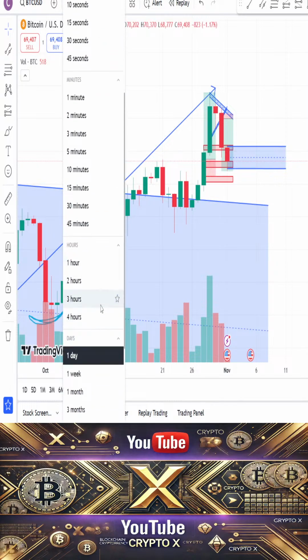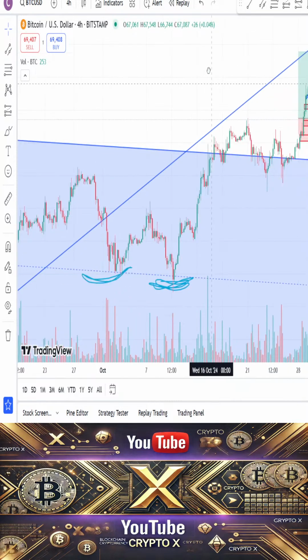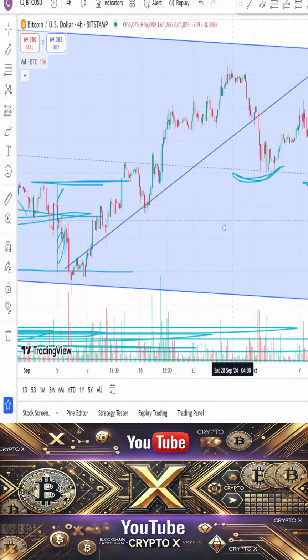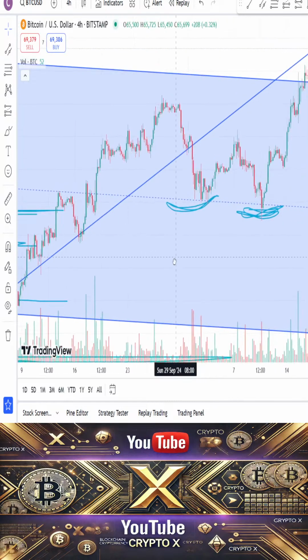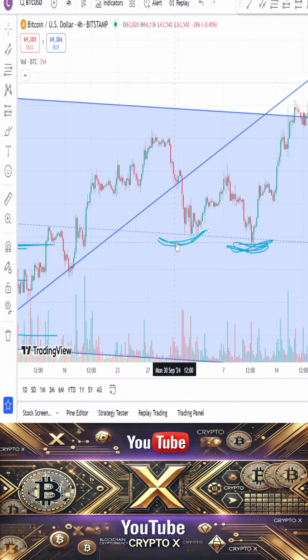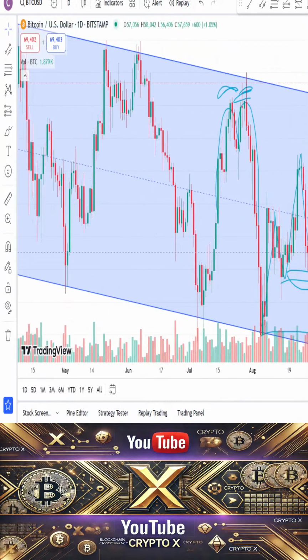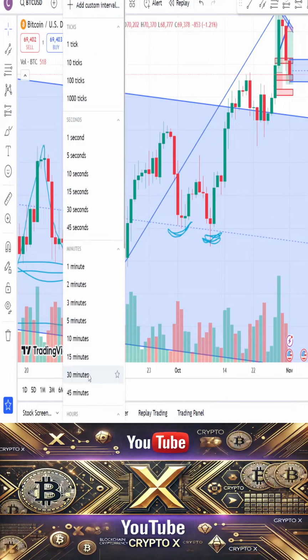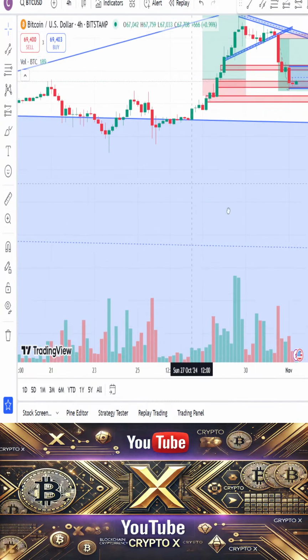So after the 1 day timeframe, you have to go around 4 hours. 4 hours is very important. On 4 hours, you can see plenty of patterns that you can't see on the daily basis. Like this thing, you can see perfectly right now. On the daily basis, you can see there are plenty of zones here.